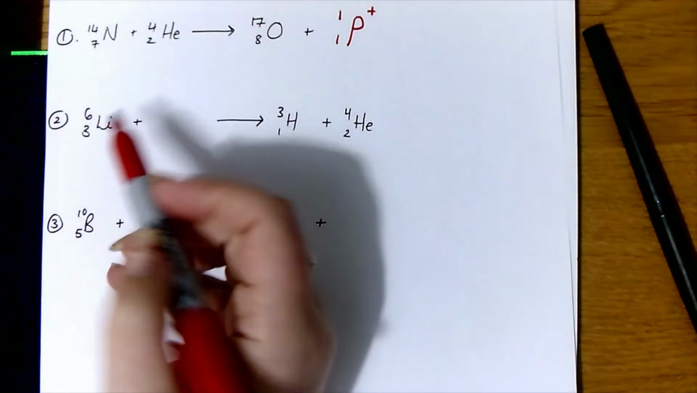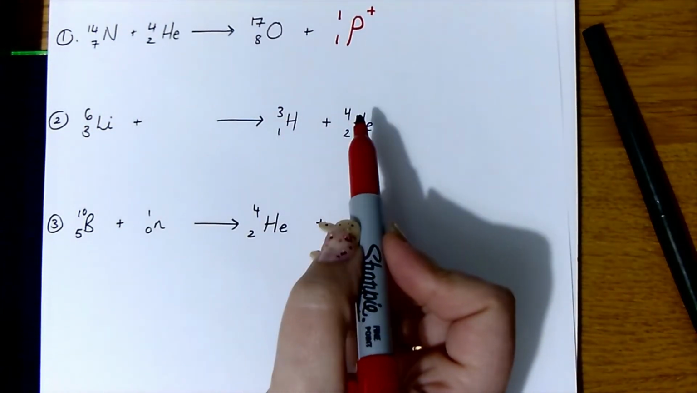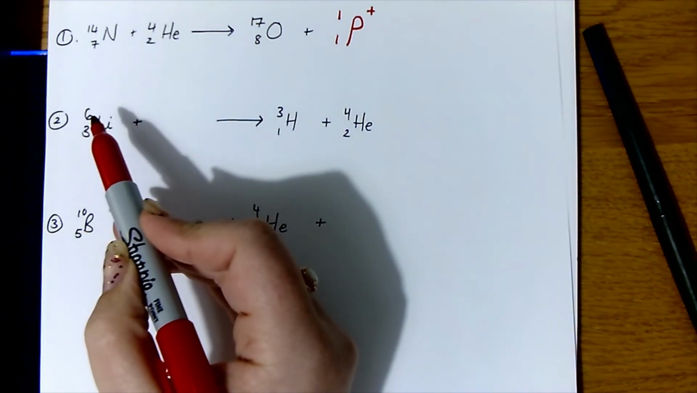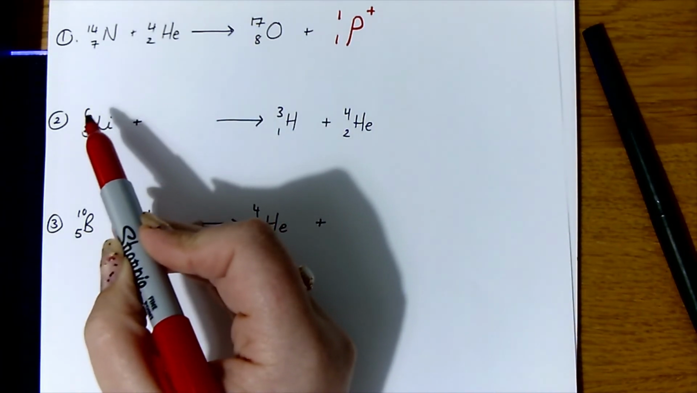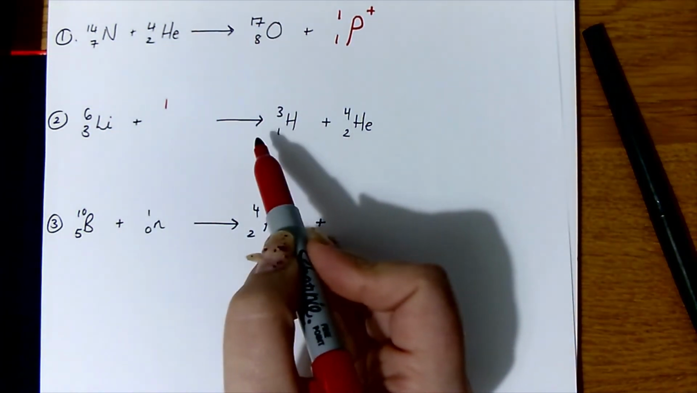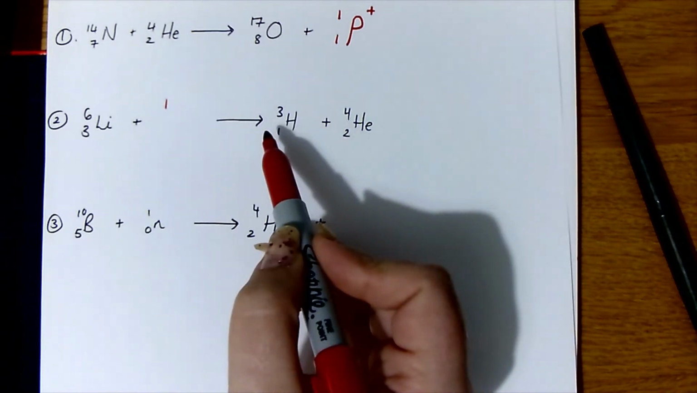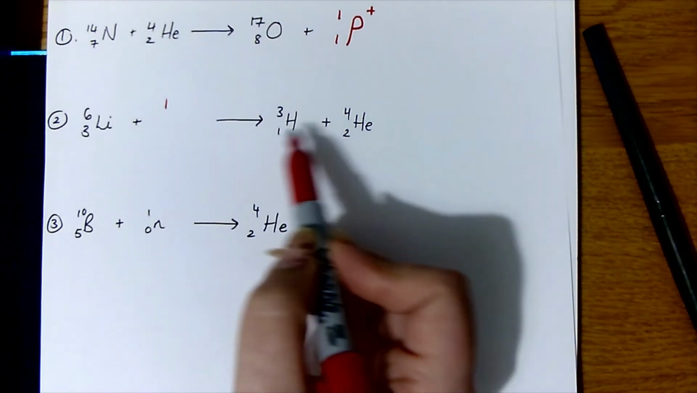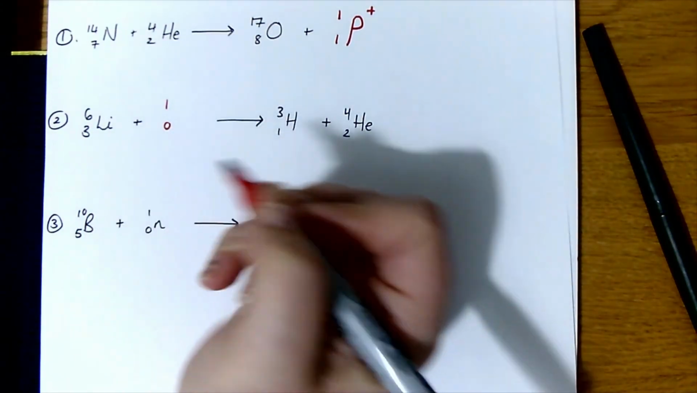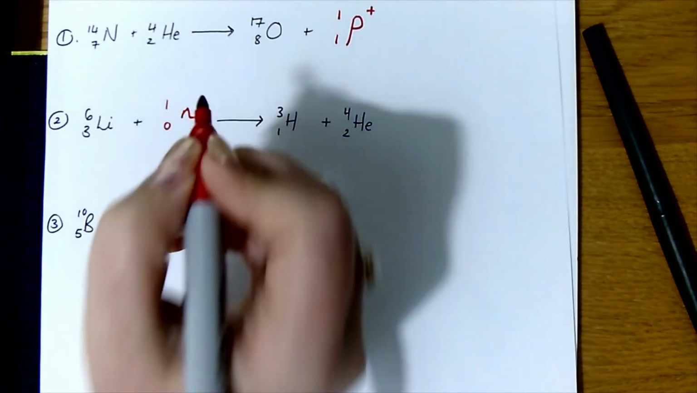And if we do the same thing here, on this side we have 4 plus 3 is 7 for a mass number, and we only have 6 over here, so it's going to be a 1 at the top. And if we look at atomic numbers, we have a total combination of 3 here and 3 over here, so that's 0. So this must be our neutron.